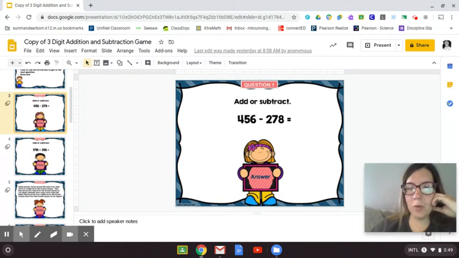So today we're actually moving on from measurement. We're finished with measurement for now for this year. And we're going to go back and review some addition and subtraction. So you're going to be doing a mixture of different assignments this week.